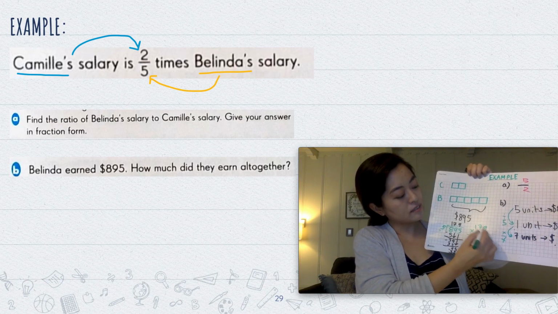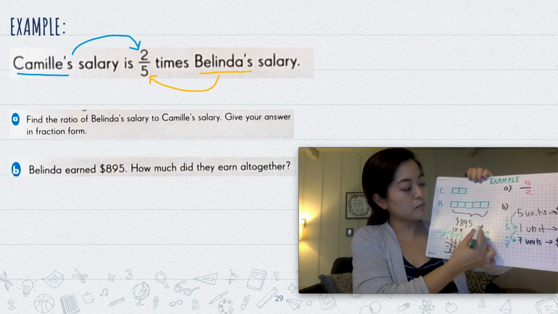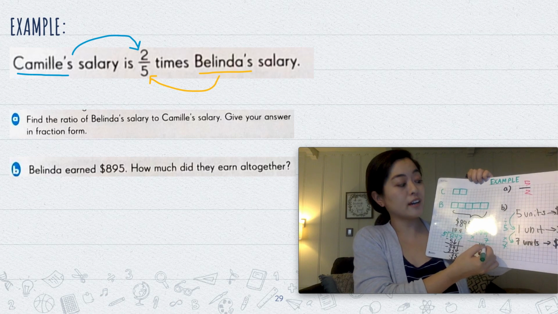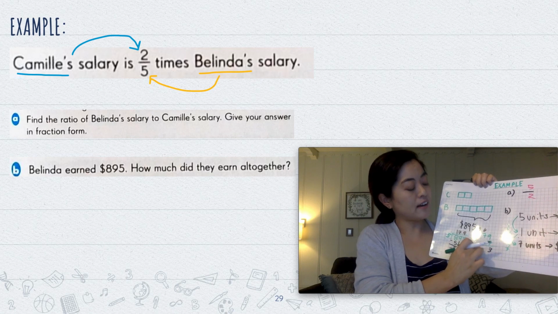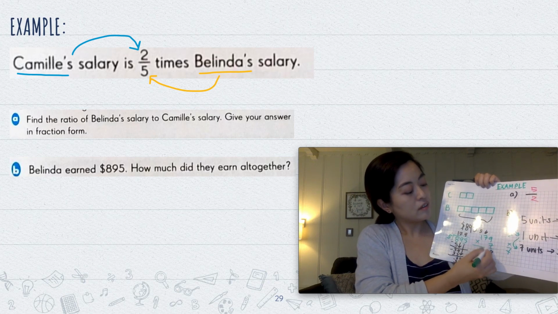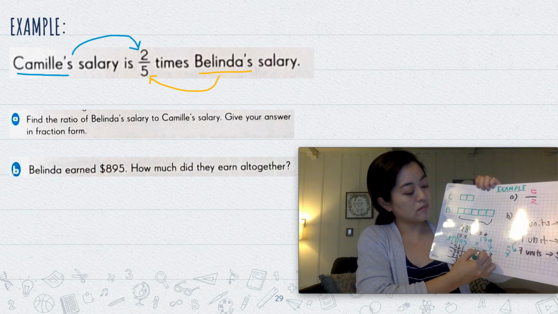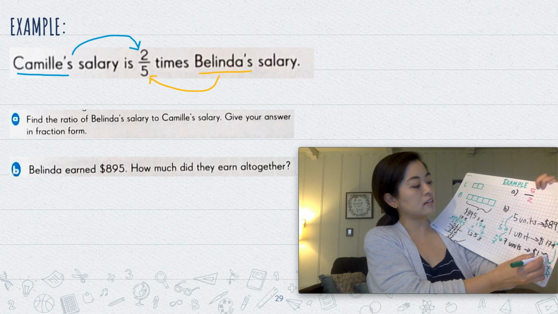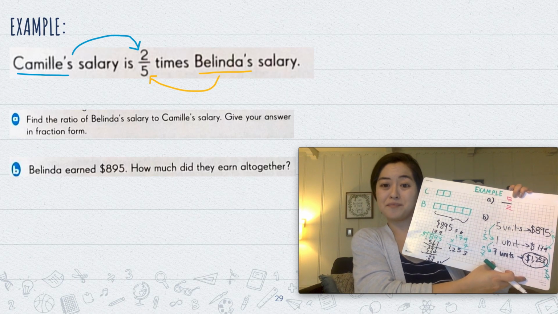9 times 7 is 63. 7 times 7 is 49. 49 plus 6 is 55, right? 7 times 1 is 7 plus 5 is 12. So 7 units gets you $1,253. So that's the answer to B.